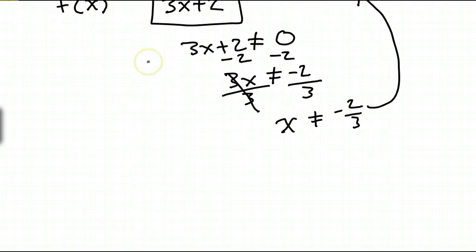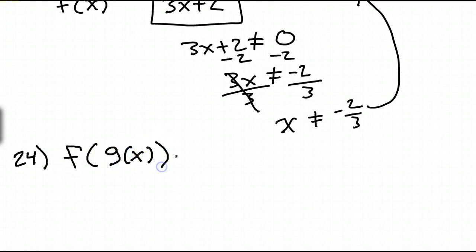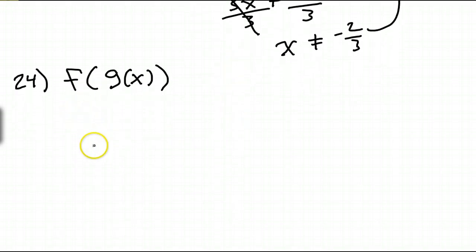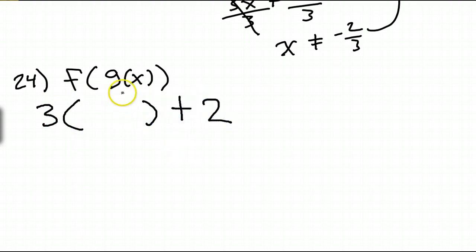All right, we finally arrived at the last problem, number 24. F of g of x. This is the last problem. So let's start with the outer function f. And that is 3x plus 2. So instead of writing 3x plus 2, I write 3 parentheses plus 2. Then inside the parentheses, I put function g, which is 2x squared.